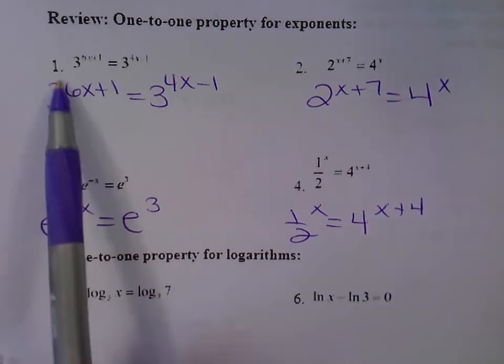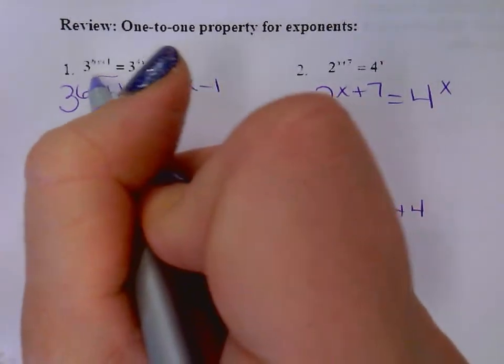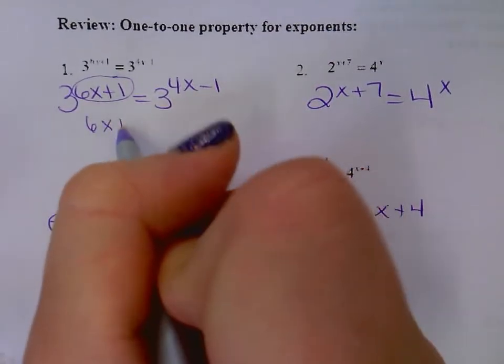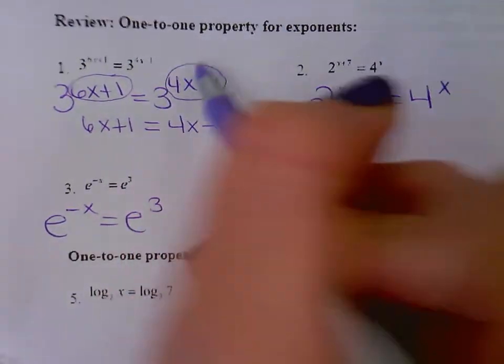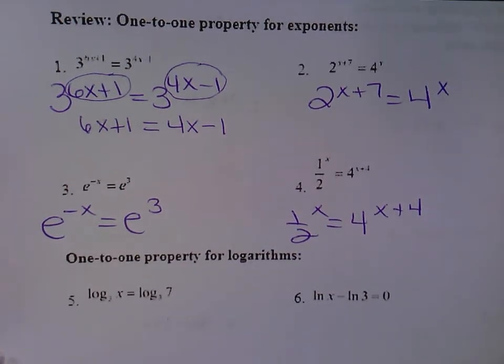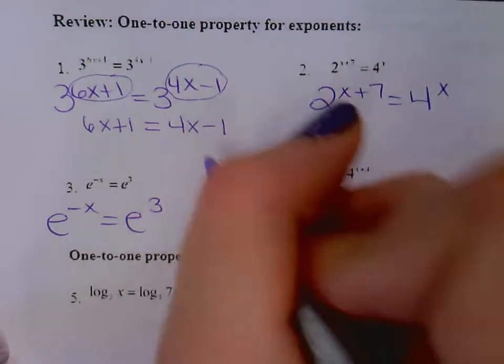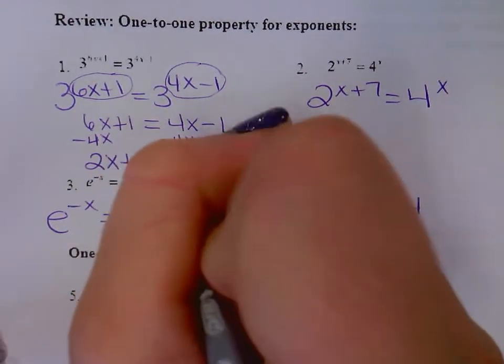So I should be able to solve problem 1 because they both have a base of 3, right? So I know that 6x plus 1 has to be equal to 4x minus 1 by the one-to-one property. If the bases are the same, the exponents must be the same. So this is just an algebra equation now. How do I solve this equation for x? How do I get x's on the same side? Yeah, I personally would subtract 4x first. I like the x's to stay positive, so I would have 2x plus 1 equals negative 1.